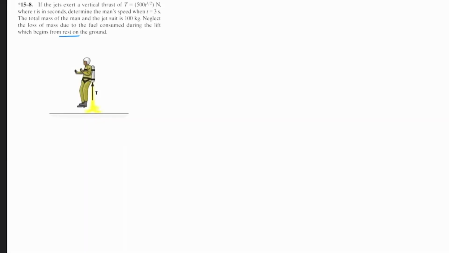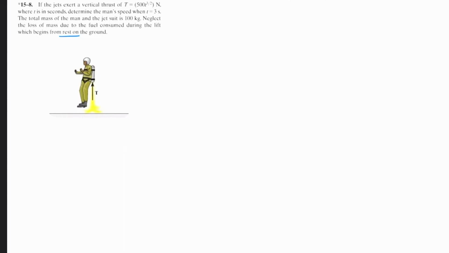All right, so we have this jet over here. So notice we have this problem. It's also pretty similar. So we have a jet exerting a vertical thrust of T equals the equation shown right there, 500 t^(3/2) newtons, where t is in seconds. Determine the man's speed when t equals 3 seconds. The total mass of the man and the jet suit is 100 kilograms. Neglect the loss of mass due to the fuel consumed during the lift, which begins from rest on the ground.